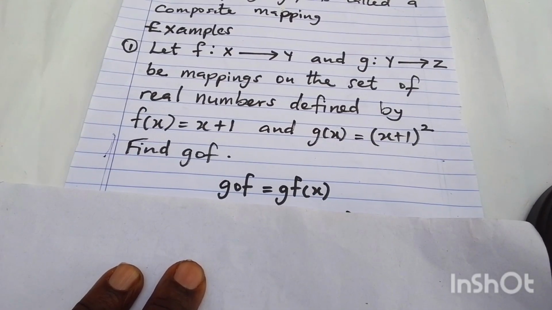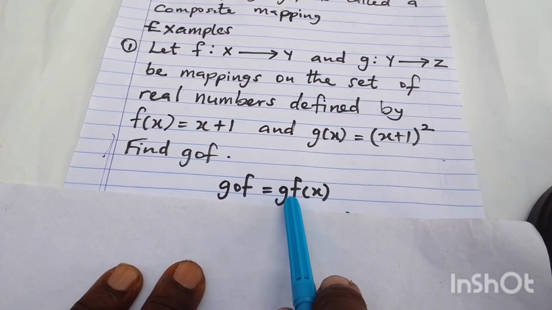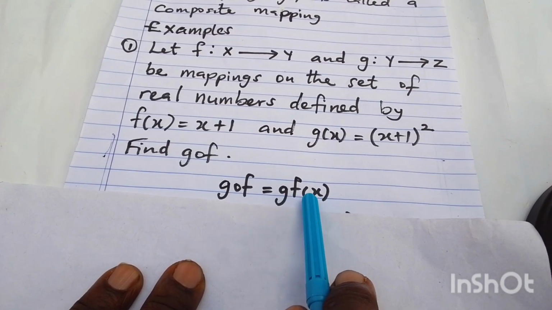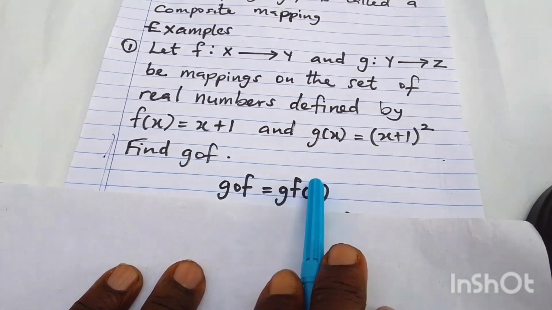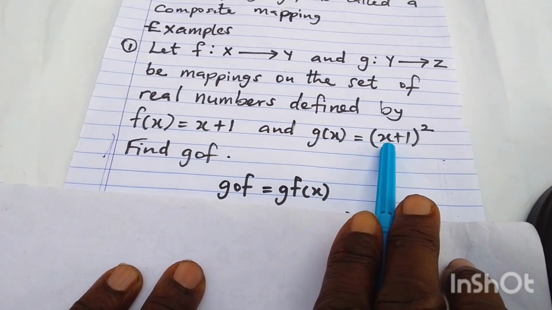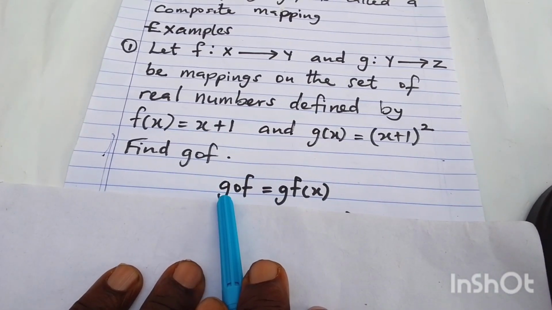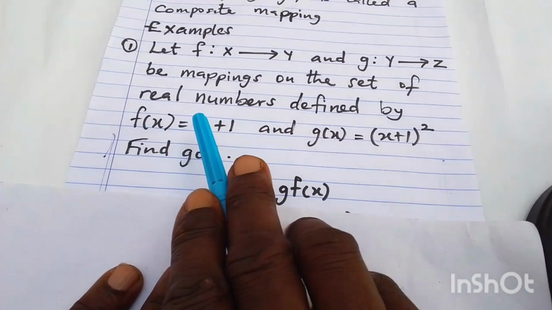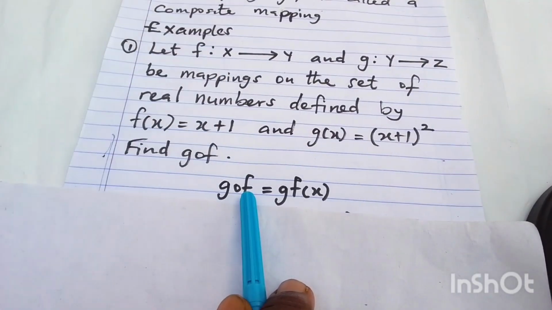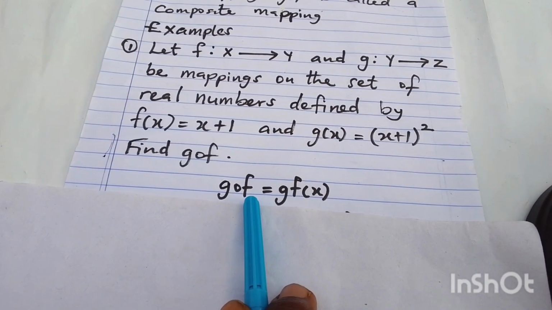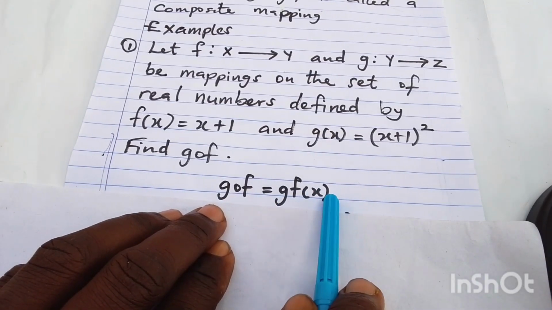To do this, GOF can be written as G of F of X. So we want to combine these two mappings G and F. The mapping of F is X plus 1. The mapping of G of X is X plus 1 squared. So you are trying to get a formula that connects these two mappings together. But anytime you are dealing with composite mapping, to get the composite, you start from the back. So this GOF can be written as G of F of X.